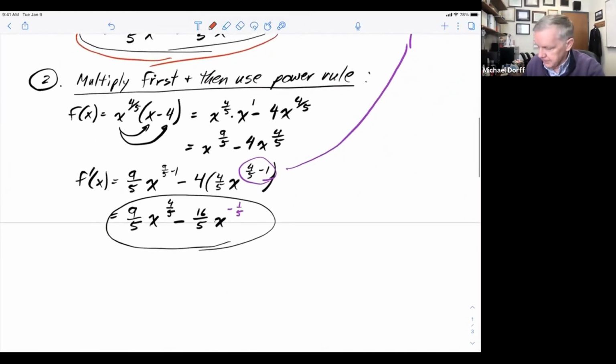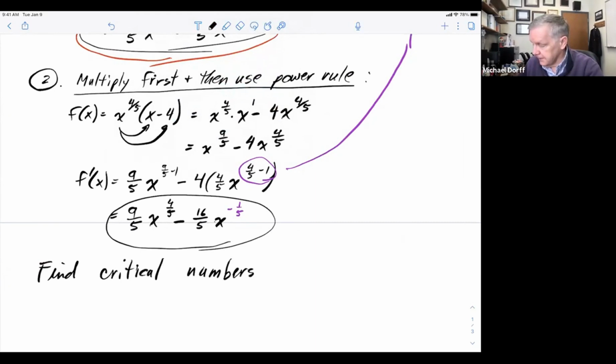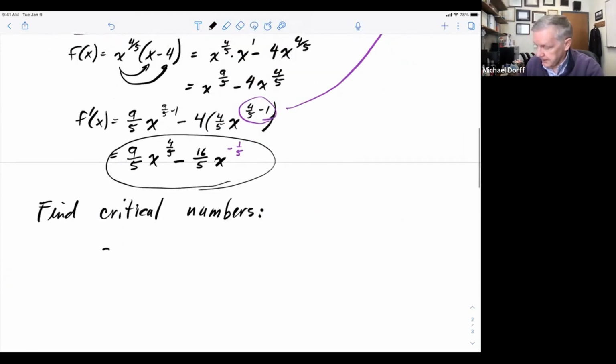All right, now we're going to find critical numbers, given that we have the derivative. So I think the first thing to do on this next step is that I'm going to take the derivative and rewrite it as a fraction.